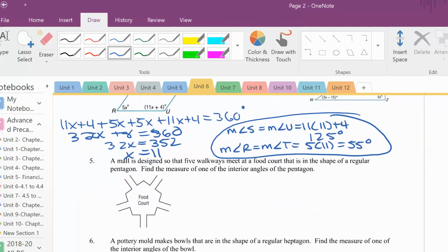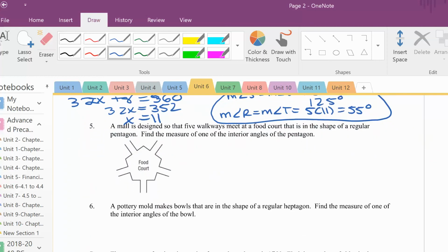All right, so next one. A mall is designed so that 5 walkways meet at a food court in the shape of a regular pentagon. Find the measure of one of the interior angles of the pentagon.